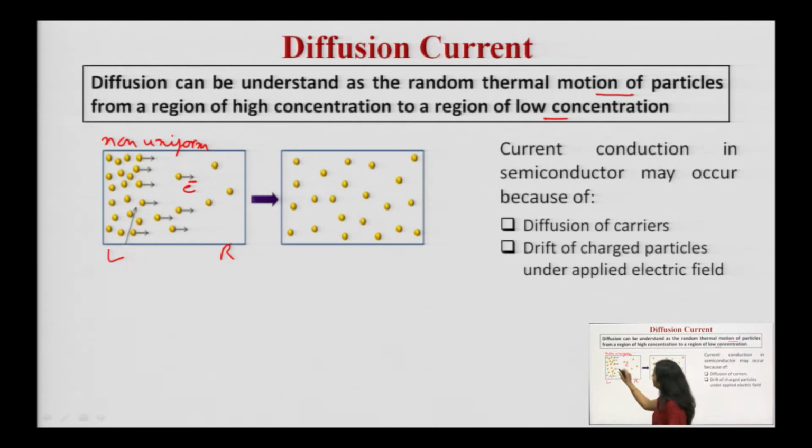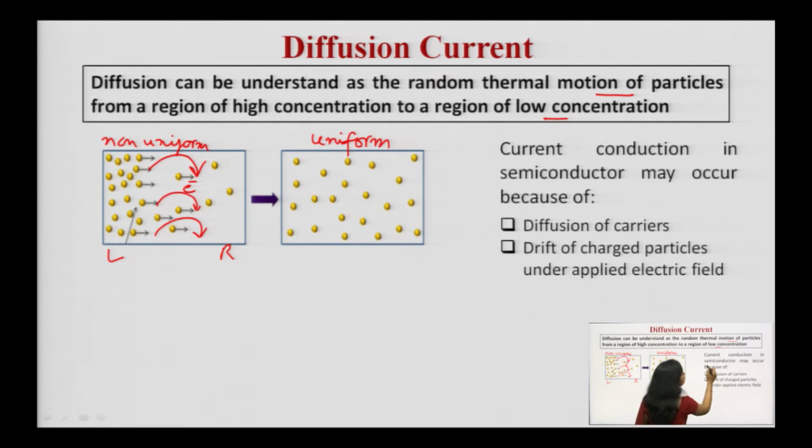So, what will happen? These electrons tend to move from a region of higher concentration to a region of lower concentration, from left to right, and after a certain time you will find a uniform distribution. You can observe in this particular pattern that the concentration of electrons in this entire piece is uniform. So, this is how you can understand the diffusion process.